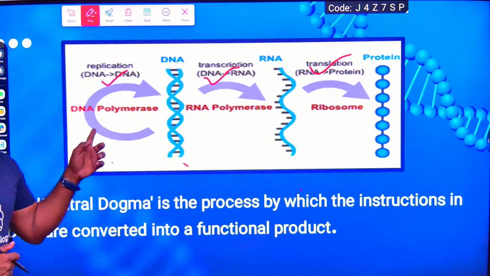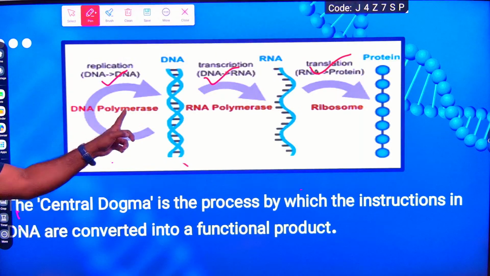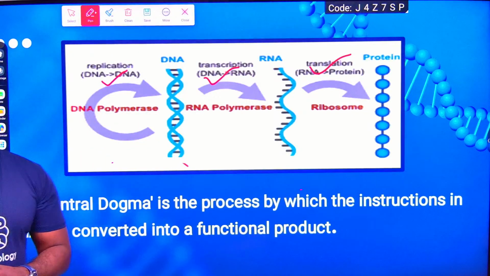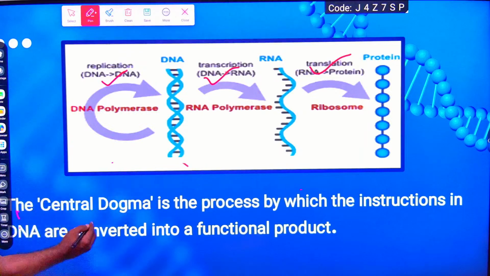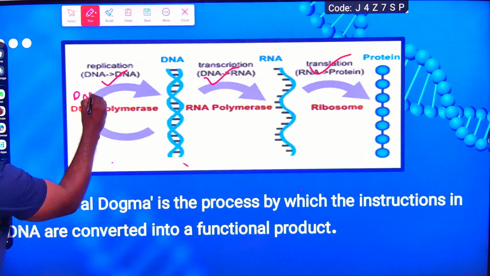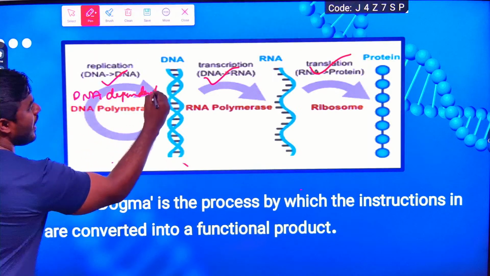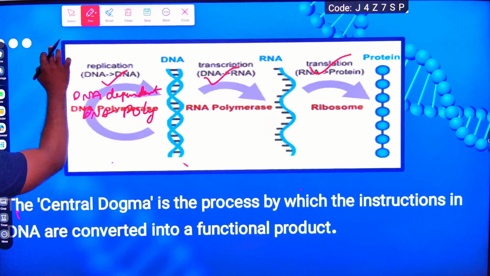Now the question is very clear. Slowly think and understand the point very correctly. DNA polymerase is the one which is involved in the replication of DNA. It is guided, it is mediated by DNA itself. Correct na? That's why we use the word DNA dependent DNA polymerase. Correct na? No confusions at all.